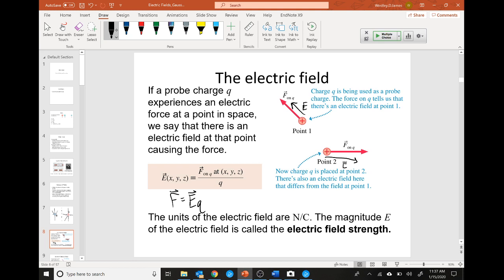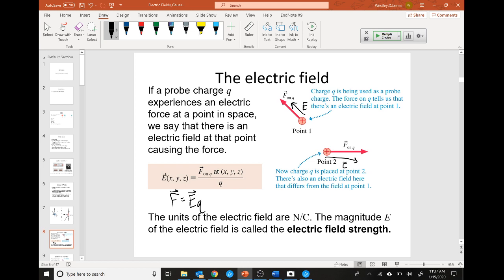So units of the electric field are newtons per coulomb. Where does that come from? Well, force is newtons, charge is coulombs. So newtons divided by coulombs is newtons per coulomb. There we go. Pretty simple. And then the magnitude is called the electric field strength. So units are newtons per coulomb. If you ever forget that, if you have this equation, hopefully you can remember that force is newtons, charge is coulombs, and you can just do it like that real quick. Newtons divided by coulombs.